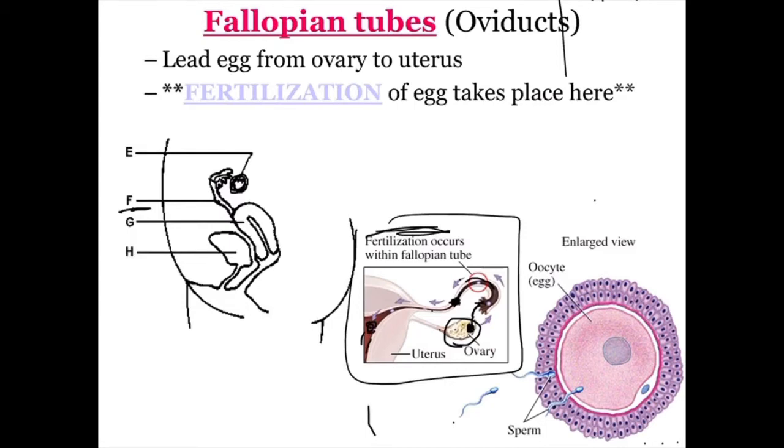A very common question that might be asked is, what would happen if there was a blockage at the fallopian tube? That would prevent a pregnancy from occurring.